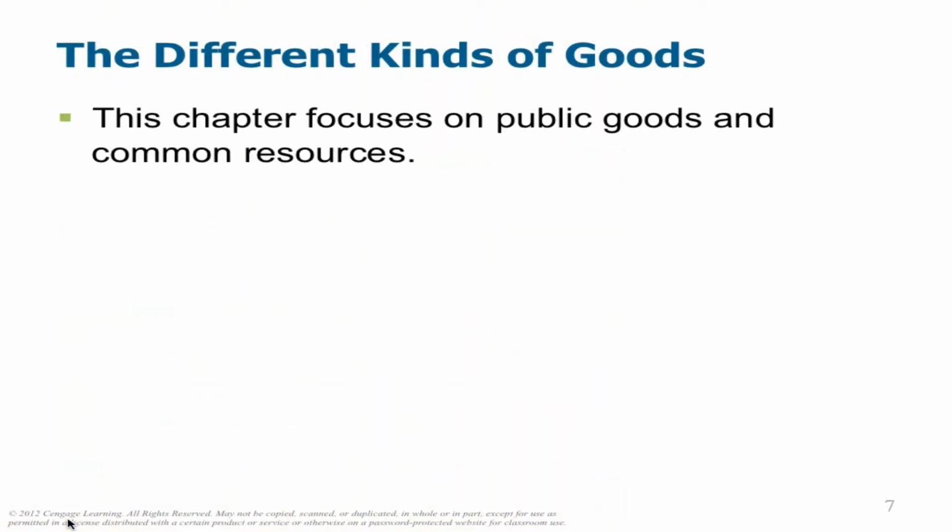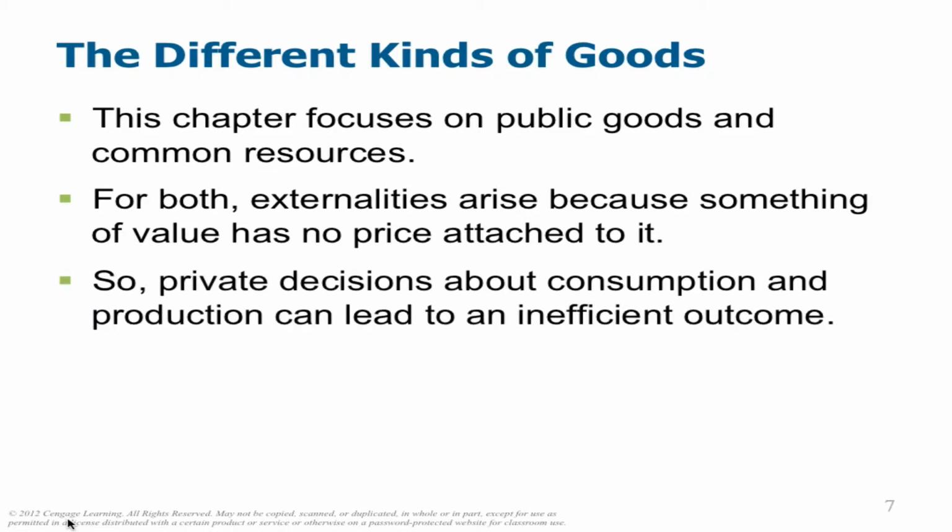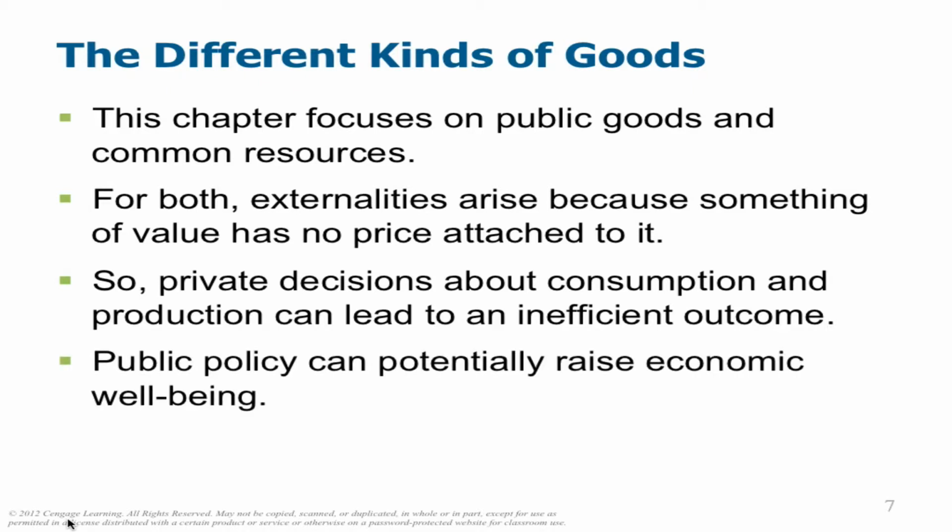All right, so public goods and common resources. For either a public good or a common resource, there are externalities, specifically because there's no price. So the private decisions that we make about consuming public goods and common resources, and production of public goods using common resources, can have astoundingly inefficient outcomes. Public policy to govern and regulate those outcomes and help the decisions be more efficient can have very positive impacts on our economic well-being.